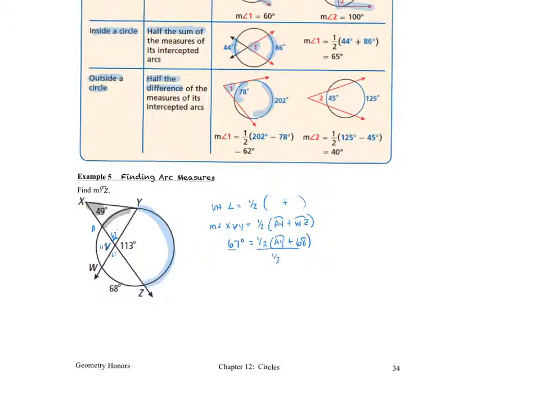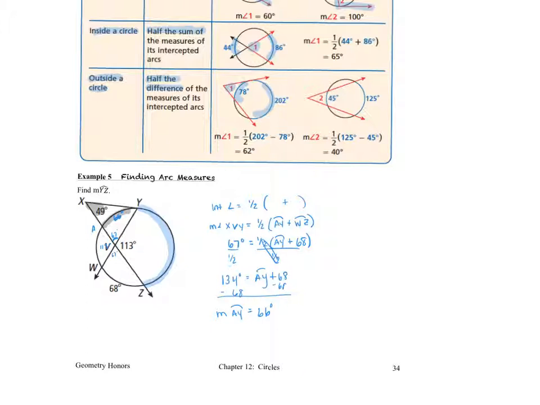So I can start by dividing by 1/2 to get that out of the way. And so 67 divided by 1/2 is really multiplying by 2, so that's 134. Is equal to arc AY plus 68, so minus 68 from both sides. So the measure of arc AY is equal to 66 degrees. So that's helpful now, because I have one part of what I need.